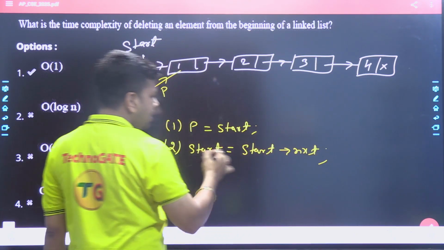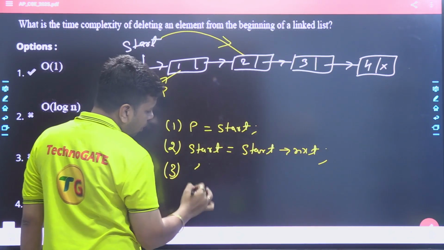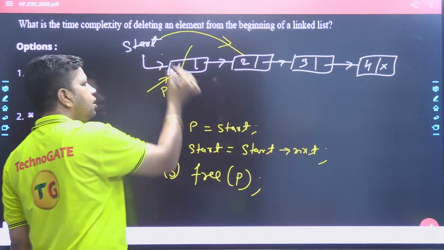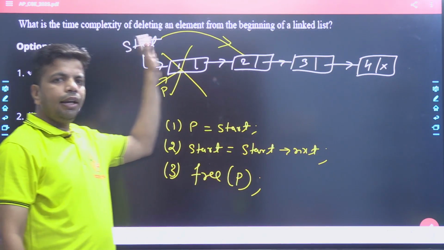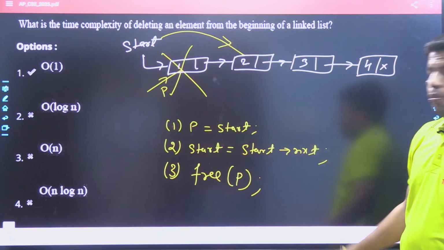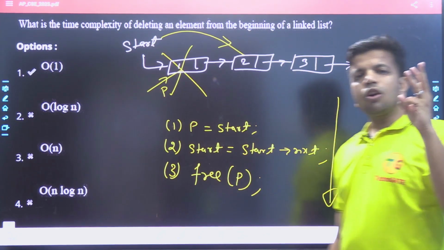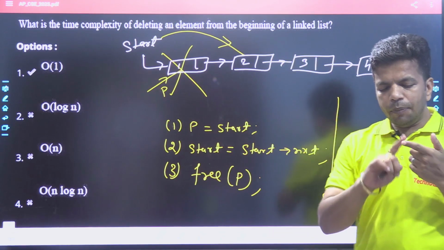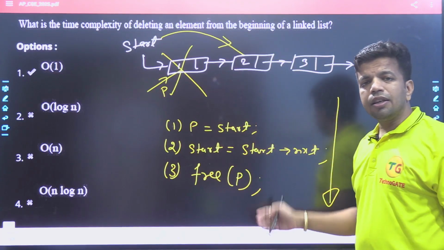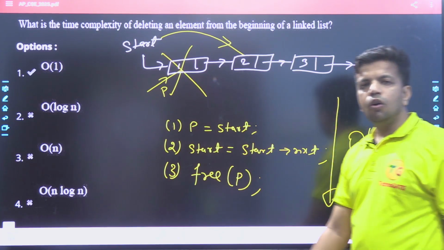After executing this instruction, your start is pointing to 2. Now the third step, I can free the memory area p. So this node is going to be deleted, and now your linked list starts from 2. So how many operations do I need to perform? I need to execute these 3 instructions. 3 instructions means a constant number of instructions. If your program does not have any loop, does not have any recursion, and is simply sequential code, then the complexity is constant. It's simply order of 1.